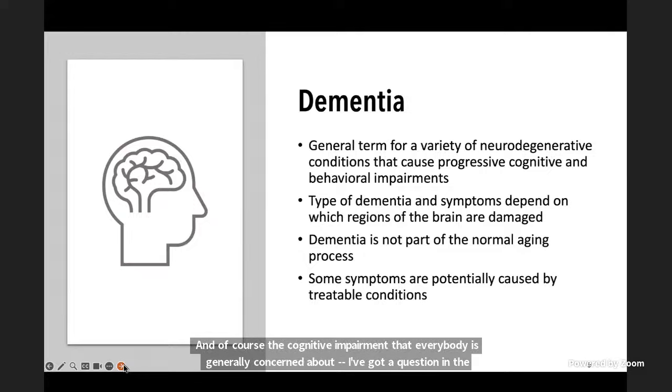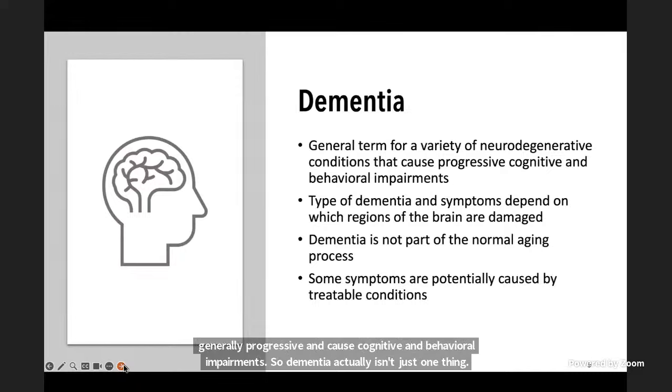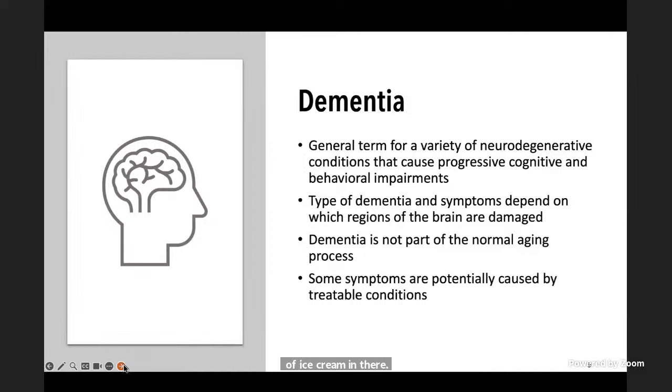So dementia is a broad class of conditions that are generally progressive and cause cognitive and behavioral impairments. And dementia actually isn't just one thing. Dementia is like saying you're at Baskin Robbins for ice cream, but when you go in, there are many different types of ice cream in there. So dementia is a broad class of diseases that a lot of other conditions fall into. But what happens is we start to conflate this term with something like Alzheimer's disease.